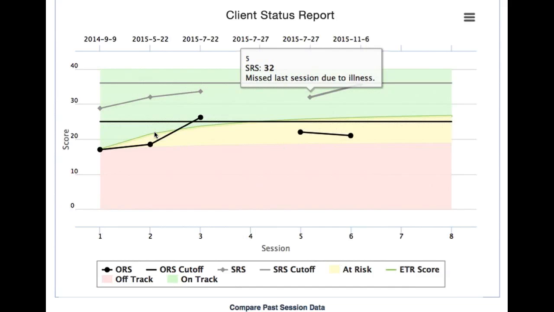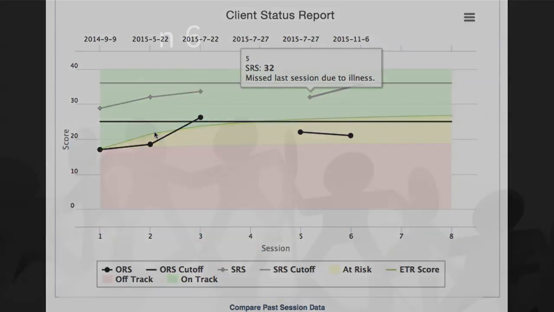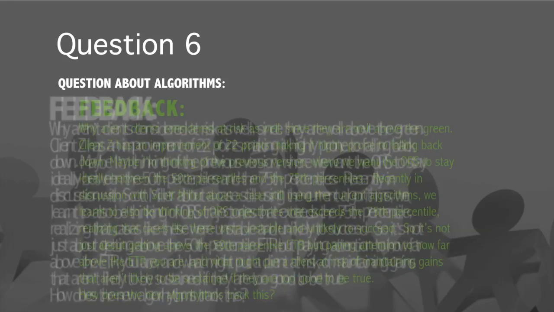So it's not really any different than the prior shortcomings in the prior algorithms. It's just that we have much more robust predictive data now for those initial eight visits. Yeah, that's good. Okay, another question about algorithms and feedback.